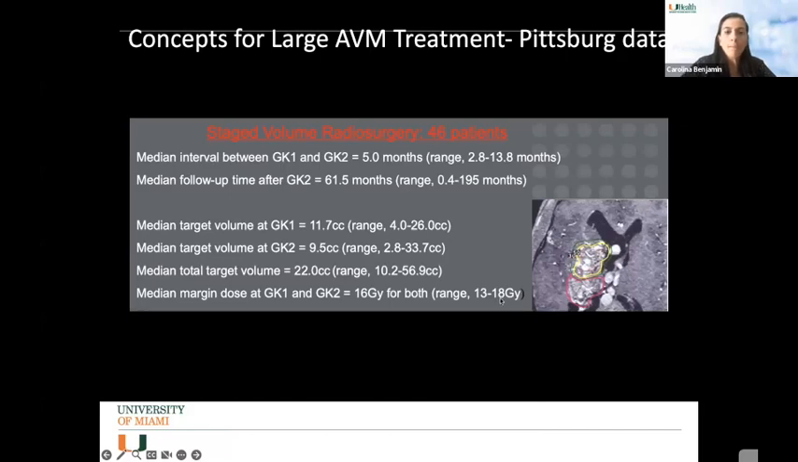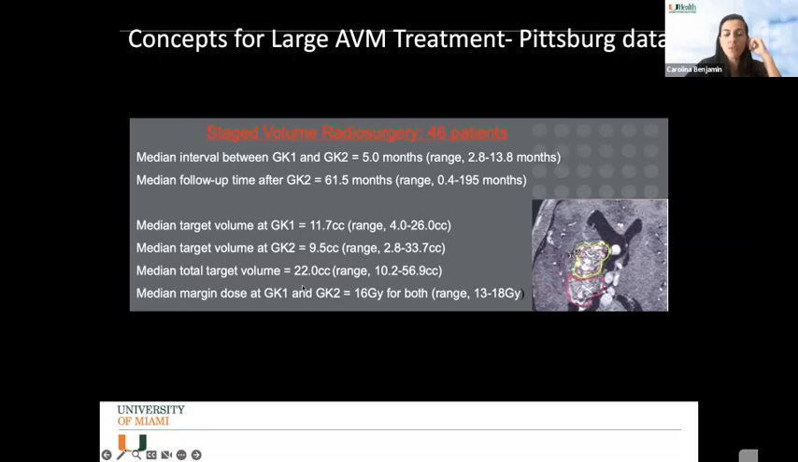So that was one single center, the UCSF. This is the Pittsburgh data looking at staged radiosurgery. You can see here again, medium target volume. The first Gamma Knife is about 11 cc's, the second Gamma Knife is about 10 cc's.